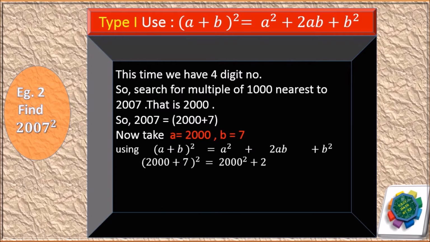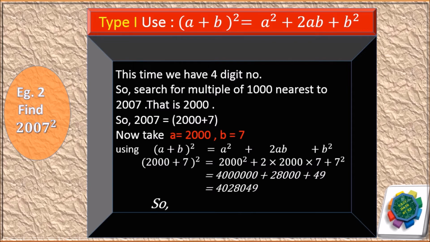So on adding these three numbers, we'll get the answer as 40,28,049.